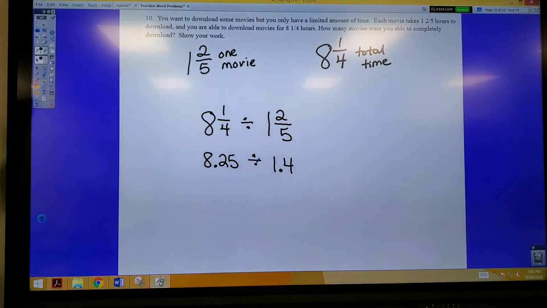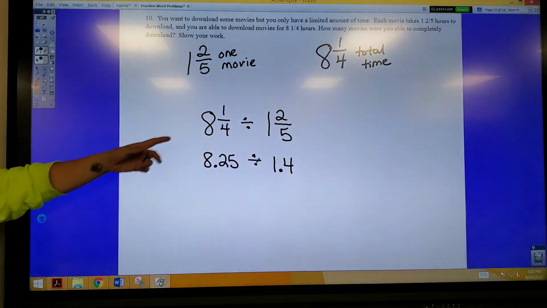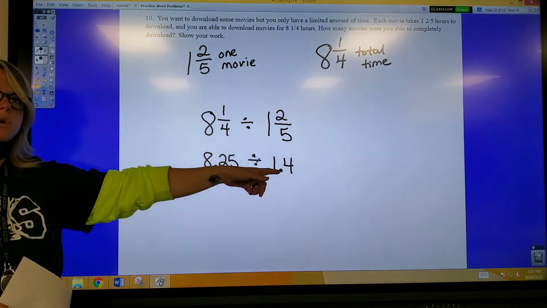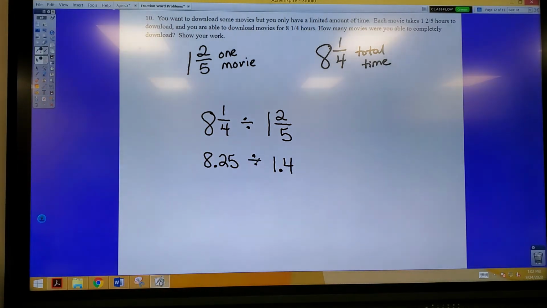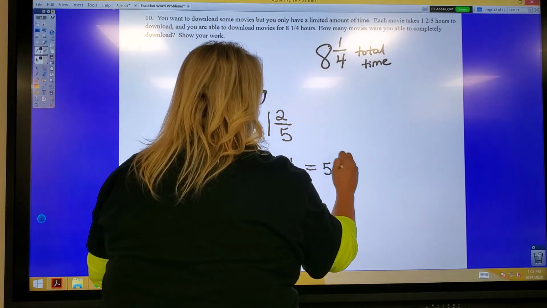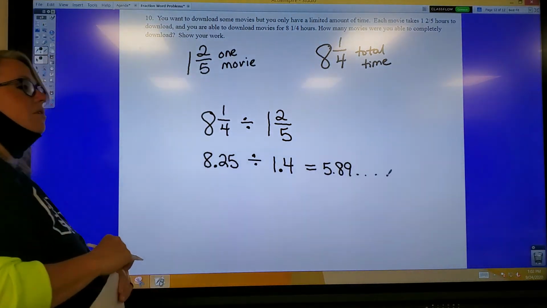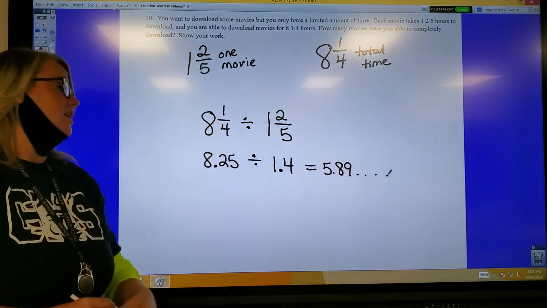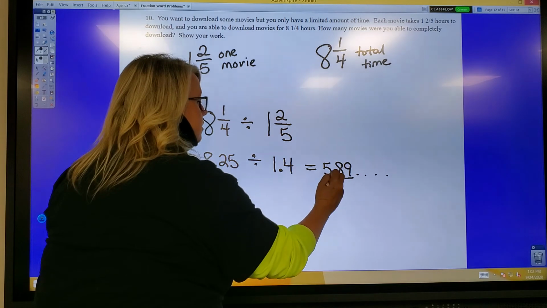You could have also done the top number divided by the bottom number, since you're allowed to use a calculator. 1 divided by 4 is 0.25. 2 divided by 5 is 0.4. So your calculator will tell you what that is as well. Okay, now that we have this in decimal form, we can just divide 8.25 divided by 1.4, which gives you 5.89, etc. Doesn't really matter. We want to know how many complete movies. So should I round up or should I round down? Down. 5 complete movies. This would only be part of a movie, okay?